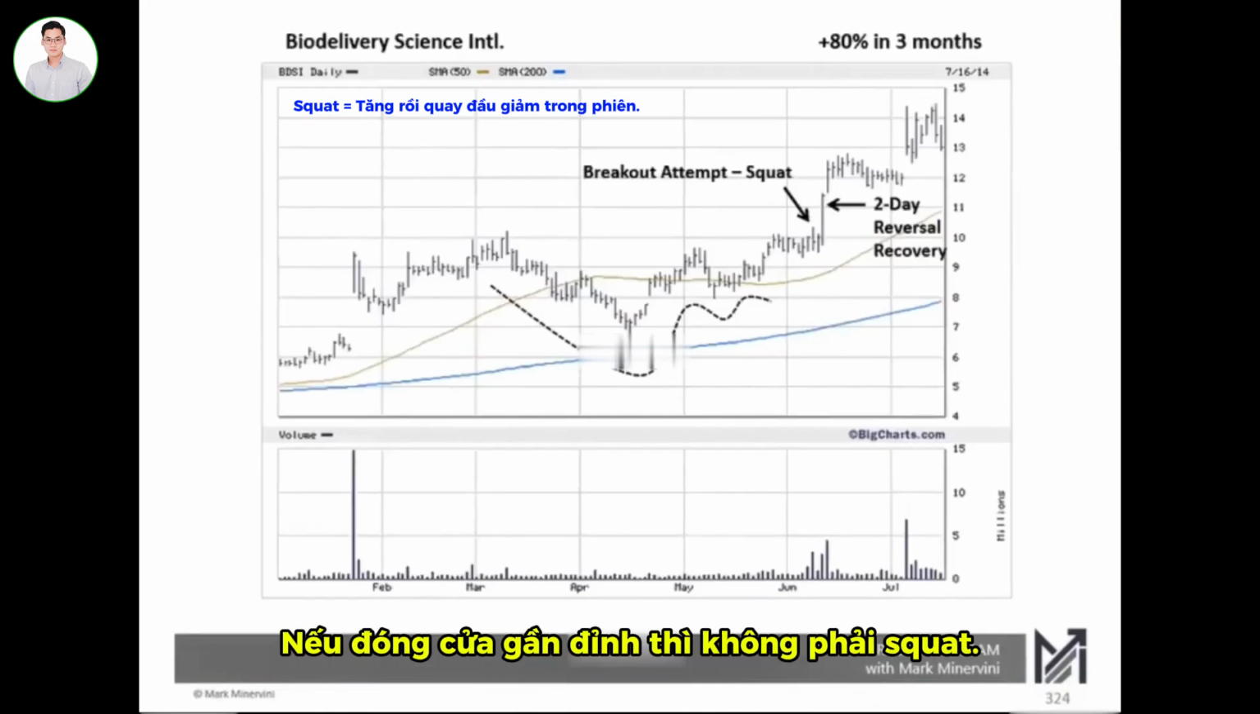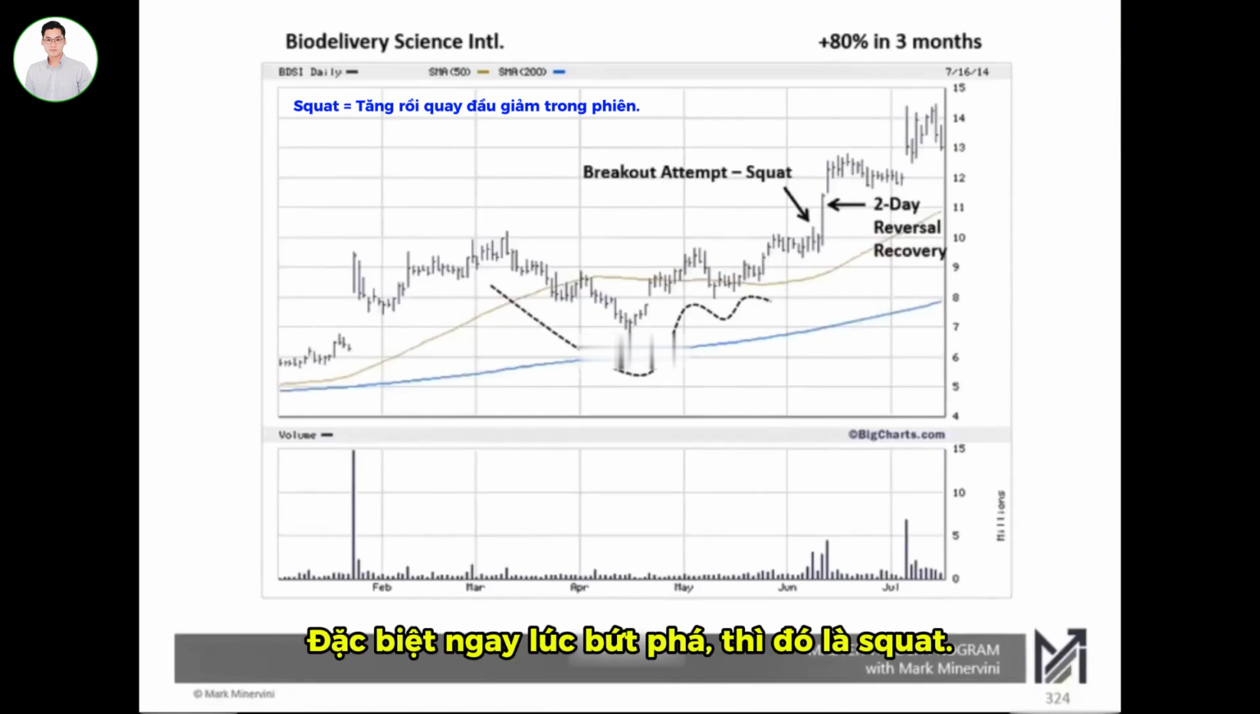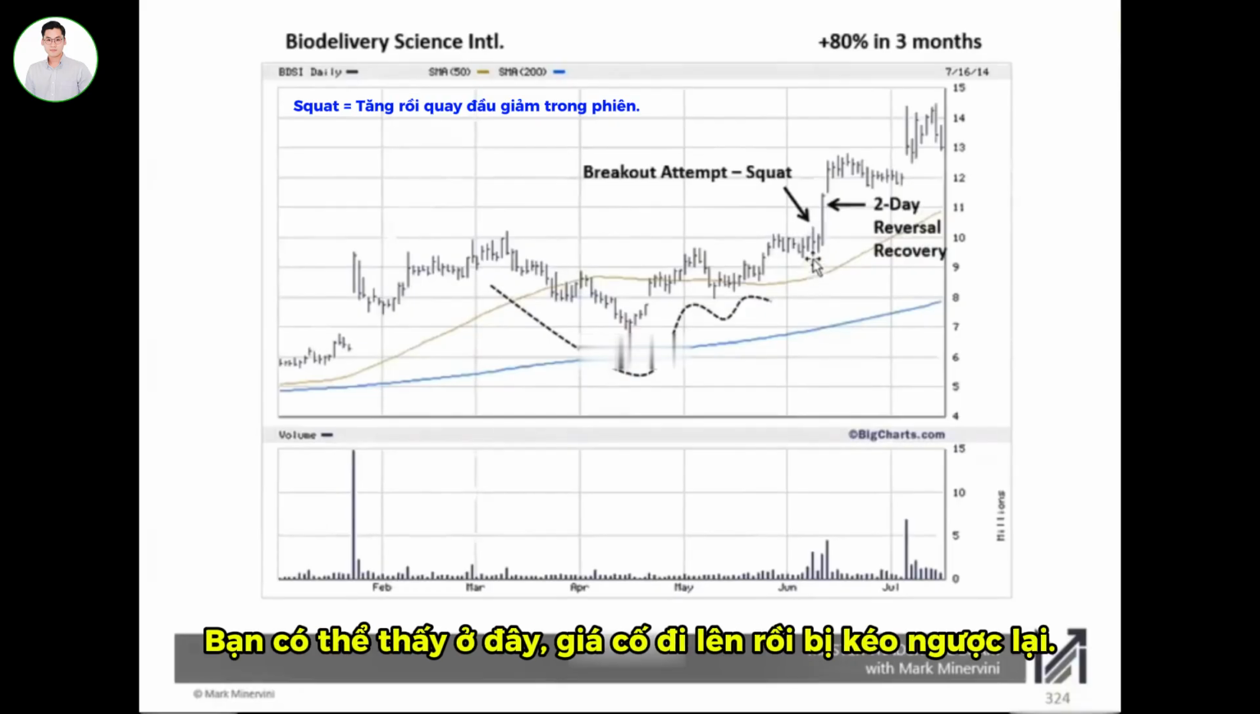If it closes up in the top third of the range or up by the highs, that wouldn't be a squat, of course. But if it comes back in and closes generally 50% of the range or less, that would be thought of as a reversal and a squat if it was on a breakout. I call it a squat when you try to break out. You can see right here how the stock tries to come out and then it pulls back.